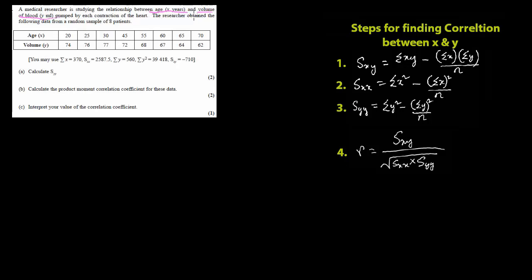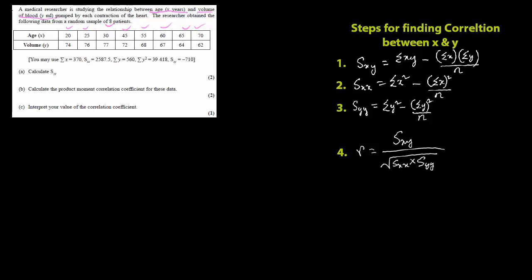So the researcher obtained the following data from a random sample of 8 patients. We have 8 patients. So this is 1, 2, 3, 4, 5, 6, 7, 8. And each of the patient, we took the age of the patient and we took the amount of volume that the blood is pumped from the heart. And we have these information already done for us. If we add up all the values of X, we'll get this summation of X, then we have summation of Y, and on and on. We have all the information given.